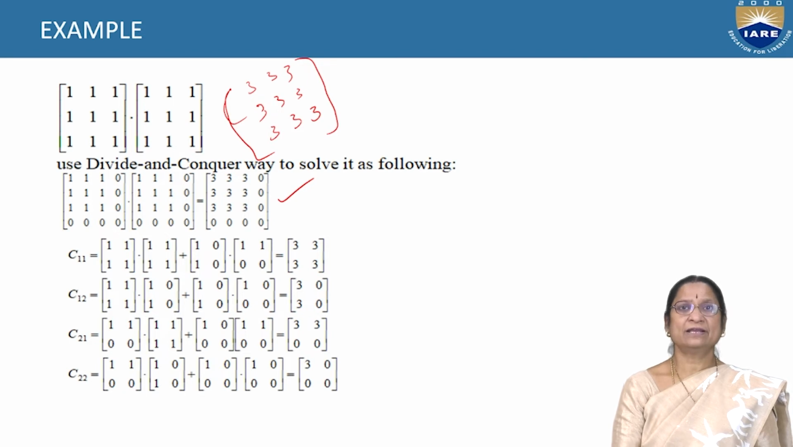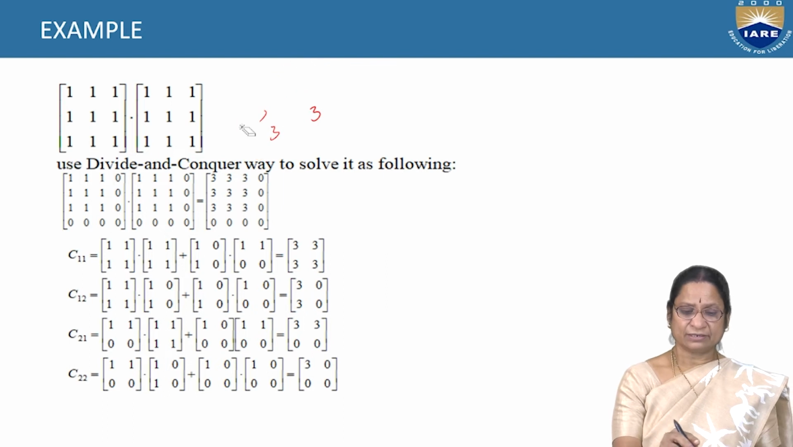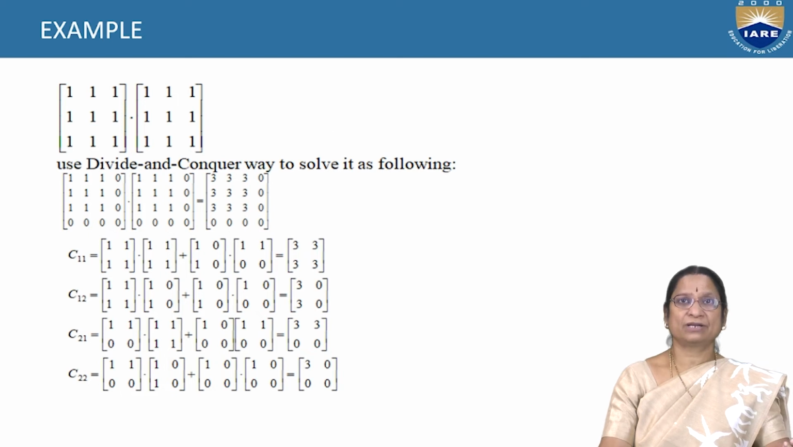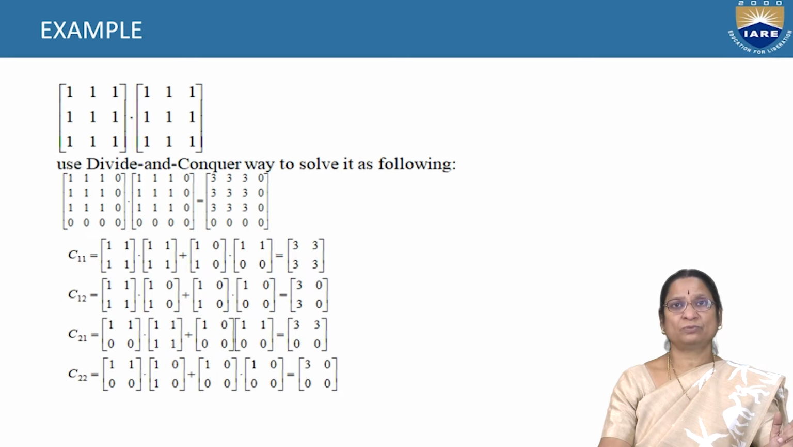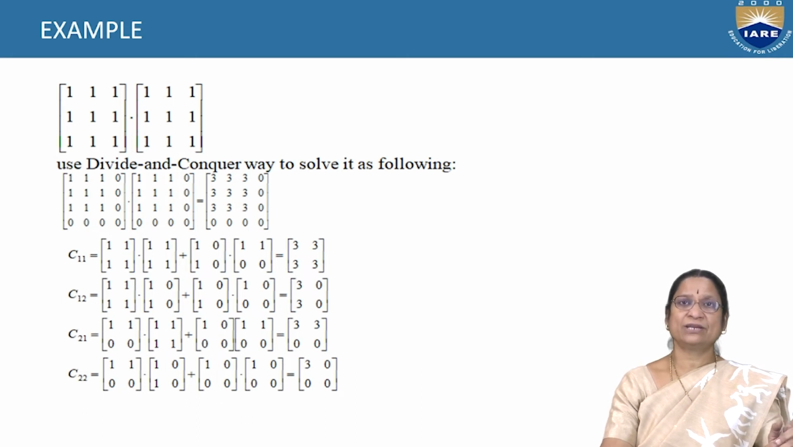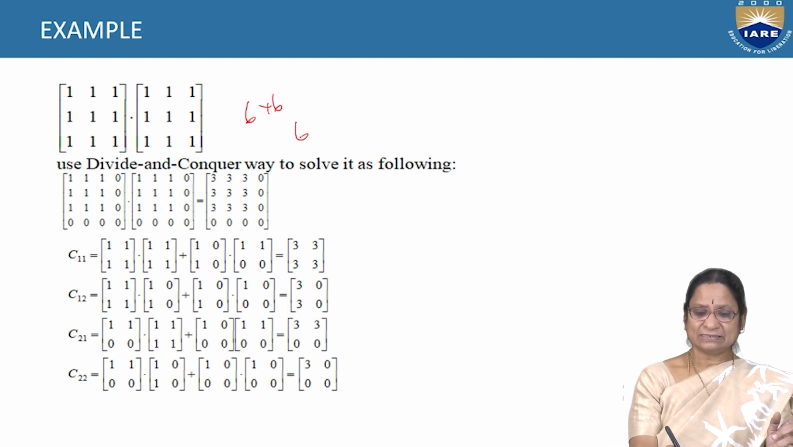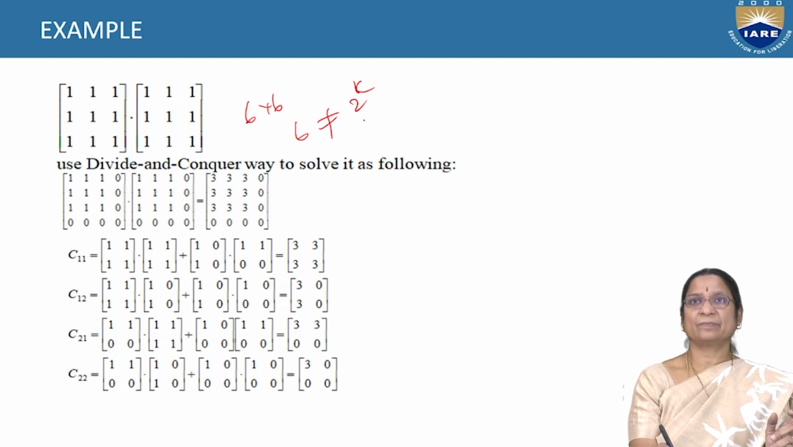So adding additional columns and additional rows of 0 values will not change the result of the product of these two matrices. That's why, if it is not satisfying the criteria of n equal to 2 power k, n must be changed to the next immediate value which is equivalent to 2 power k. For example, I have a 6 by 6 matrix. 6 cannot be represented as some 2 power k.